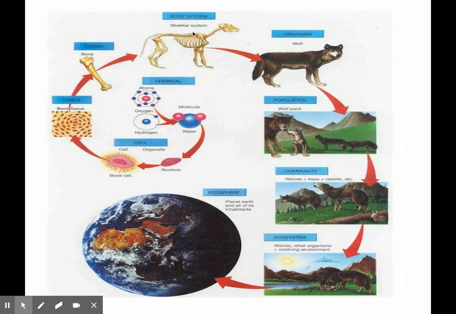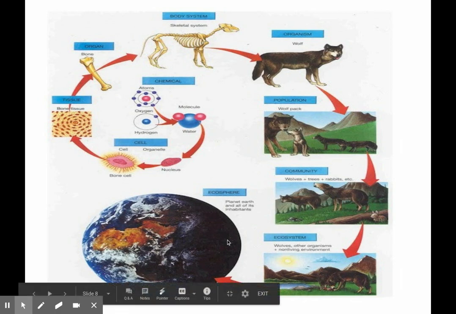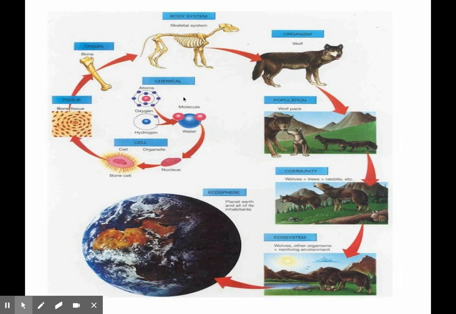And then if you get enough organ systems working together, you can make an organism. Now, the rest of this chart, population, community, ecosystem, ecosphere, that's all for 7th grade. Their job is to build off of what we learn here. So your job this year is to be able to describe how we get from atoms to organisms.